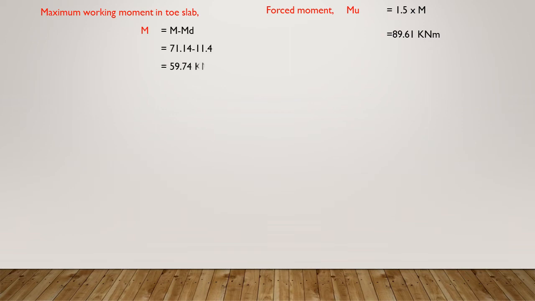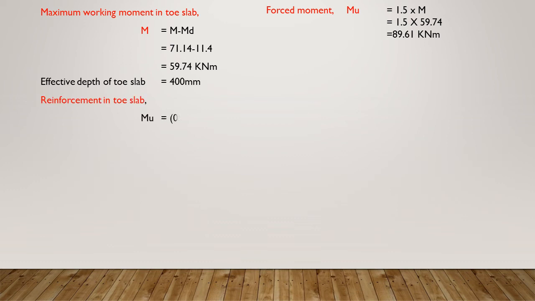So the factored moment for the toe slab is M equal to 1.5 into moment. So 1.5 into 59.74 is equal to 89.61 kilonewton meter. Our main moment is M minus the moment reduction. The moment is 71.14, our moment reduction is 11.4, so our answer is 59.74 kilonewton meter.